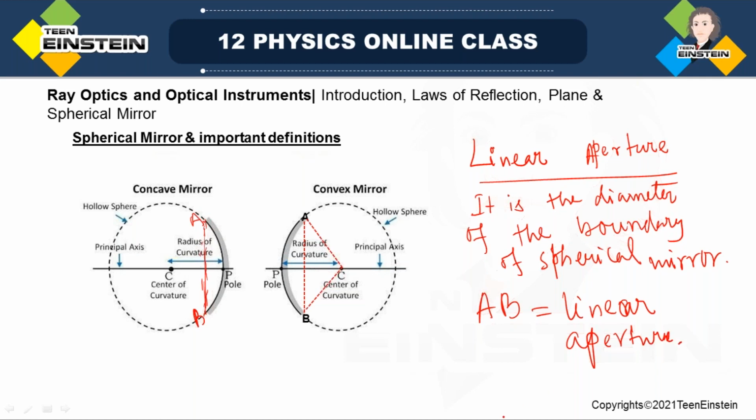Okay, linear aperture of the spherical mirror. Now we'll learn what is angular aperture. We have learned linear aperture. Now if you just connect the two ends of the mirror like this to the center of curvature, the angle these two lines subtend at the center of curvature is called the angular aperture. Look here, ACB. Angle ACB is called angular aperture.